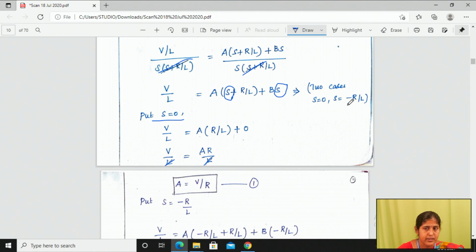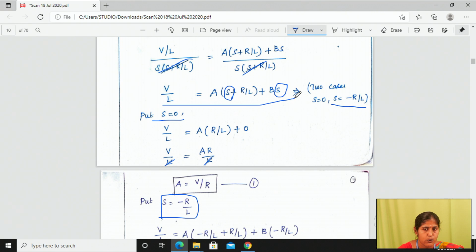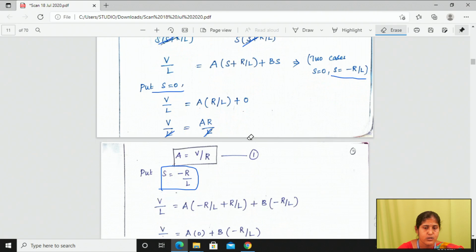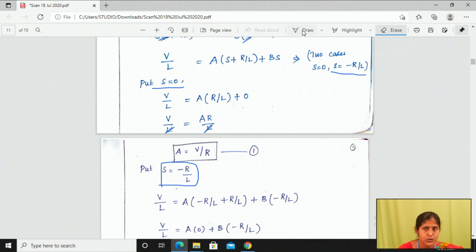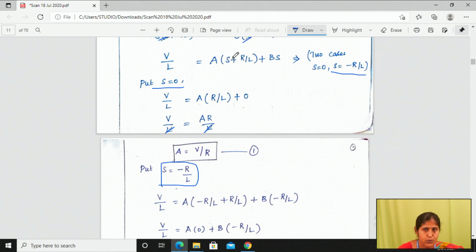After that we have another case, s equal to minus R by L. Now you have to substitute this value in the above equation. In this equation, V by L is equal to A into s plus R by L plus B into s. Here we have to replace s by minus R by L. So after substituting, V by L is equal to A into minus R by L plus R by L plus B into, here replacing s by minus R by L. So clear?